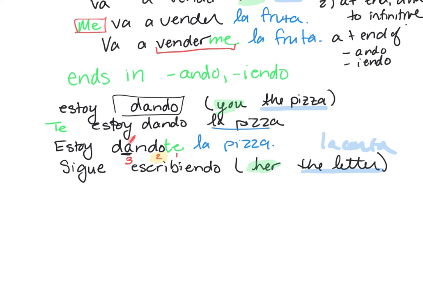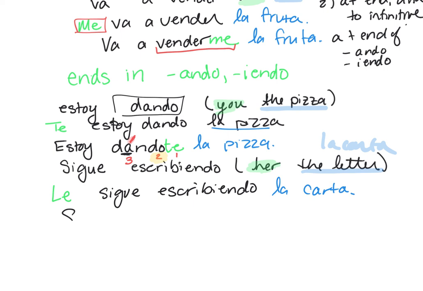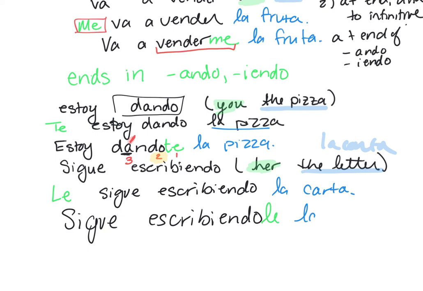Our other version down here, sigue escribiendo. We have, her is going to be a le. So we have le sigue escribiendo la carta. And this is the way to go if you don't want to worry about where that pronoun upsets the balance of your vowels and accents, because it doesn't have an accent there. Or you can do it this way. Sigue escribiéndole la carta.